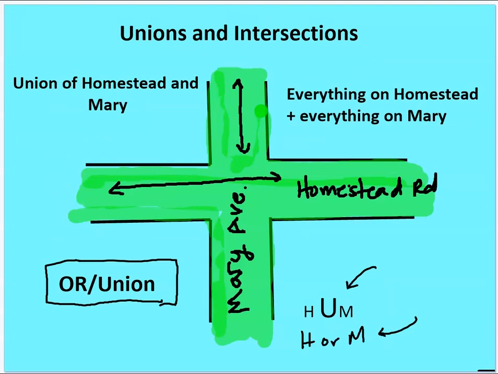So we'll talk about what a union is, and I like to relate the two roads Mary and Homestead. So the union of Homestead and Mary is going to be everything on Homestead and everything on Mary. So we're going to say that's or. So if I can find a point on Homestead or Mary, then any of these points in green will work. And so we're going to identify that with this U, or.